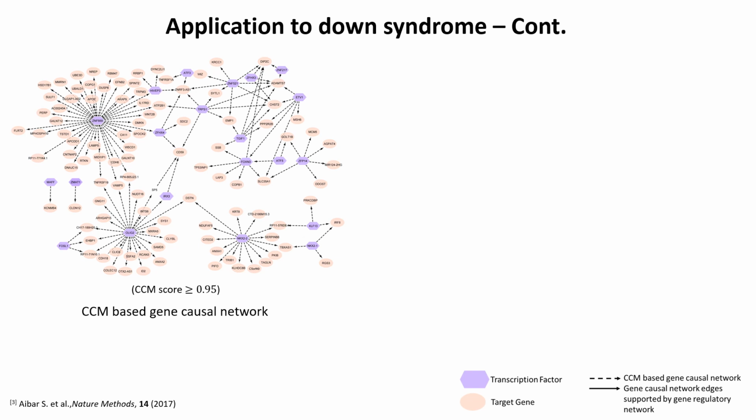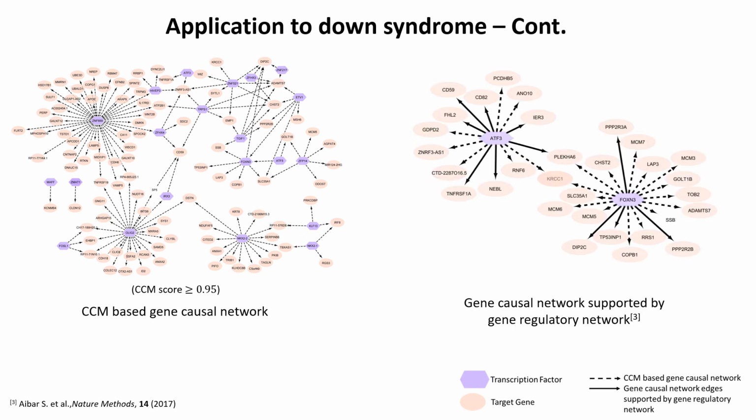This figure shows the top-ranked causal links. Then we compared these causal links with a gene regulatory network obtained using CENIC. CENIC is a well-known gene regulatory network inference technique. You can see these solid lines provide the causal links that are supported by the GRN.